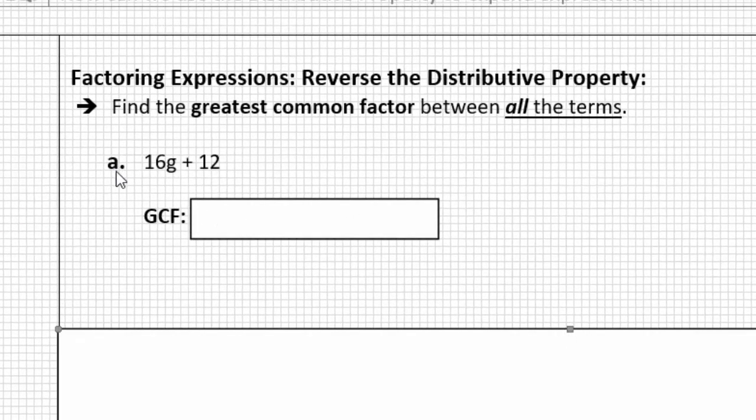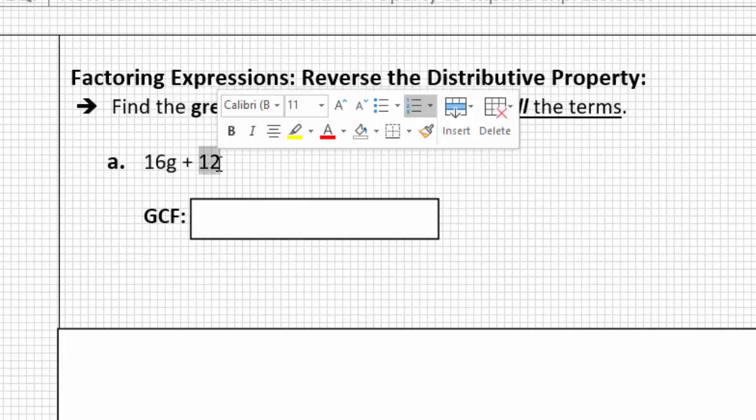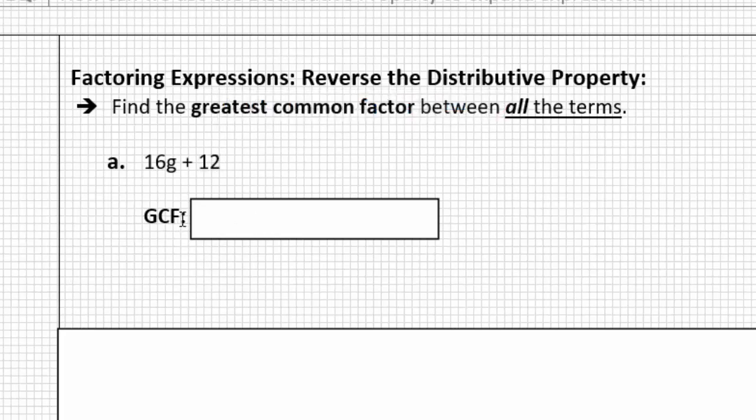Alright, so in example A, we have the expression 16g plus 12. The first thing we want to figure out is, of the values 16 and 12, what is the greatest common factor? What is the largest number that can divide evenly into 16 and 12? If you said 4, I'd agree with you.